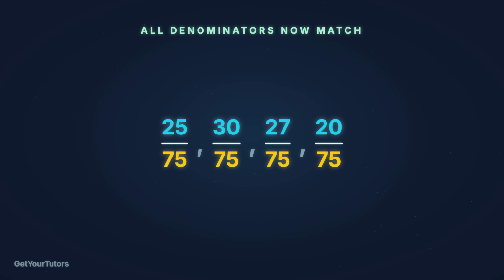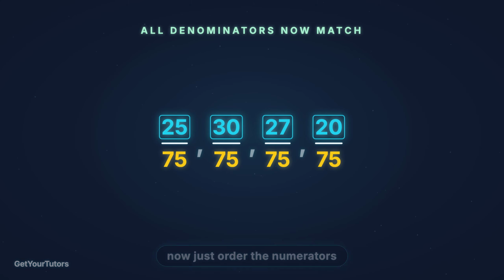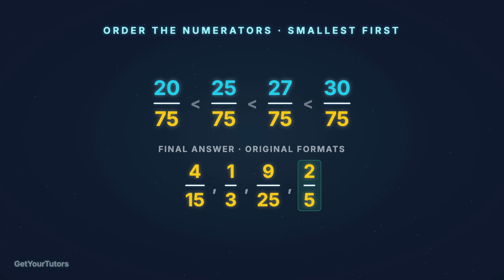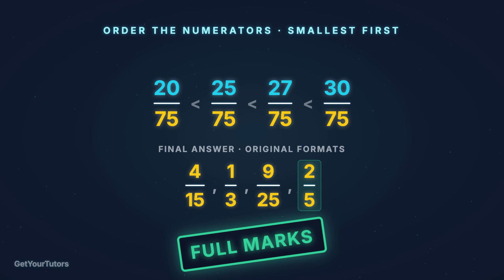Now that all the denominators match, you simply order the numerators from smallest to largest. 20 is the smallest, so write 4/15 first. Then 25, so write 1/3 next. 27 is next, so write 9/25. Finally, 30 is the largest, so write 2/5.